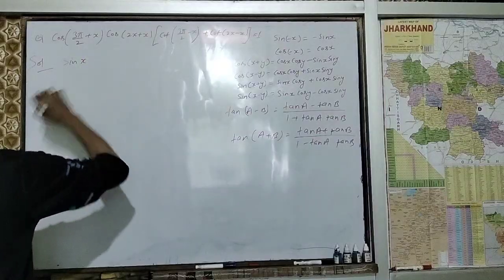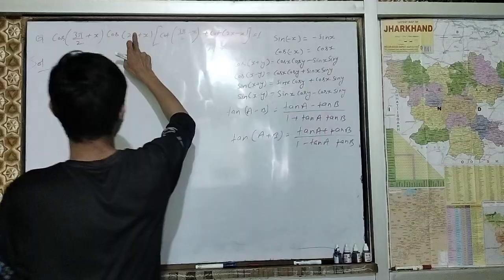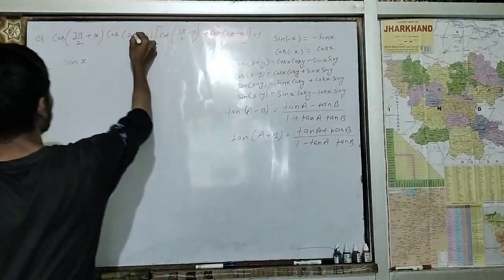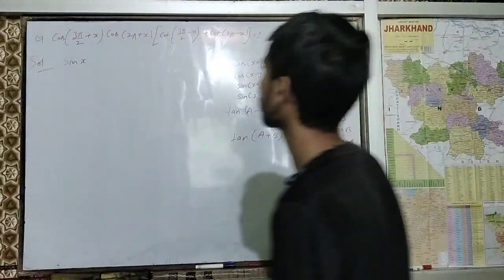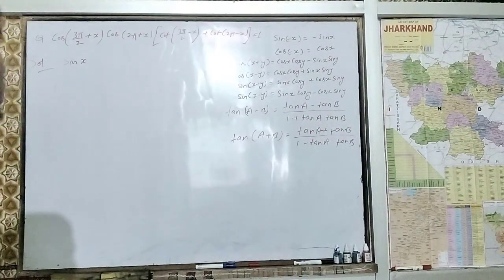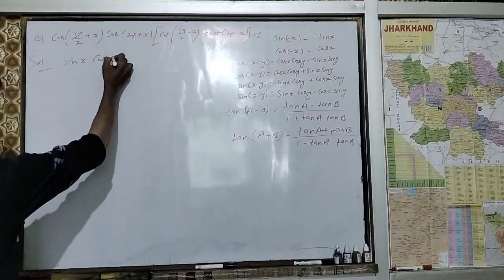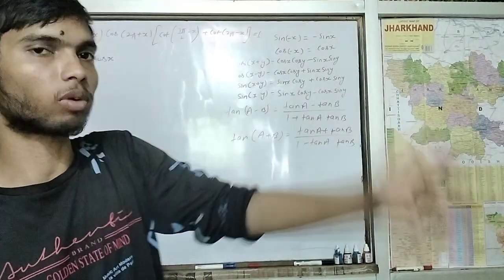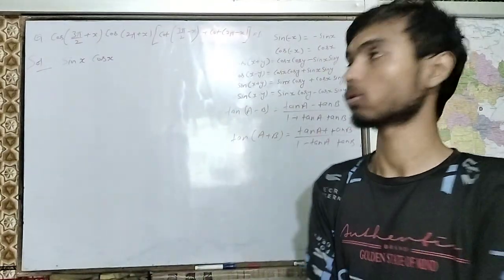Okay. Then we have cos 2 pi plus x. Not 2x, brother, it is a pi. This is pi and this is also pi. So here we have 2 pi, which means 360. So the function will remain as it is: cos x. Yeah, it is going in the first quadrant, and we know that all the trigonometric functions are positive in the first quadrant.